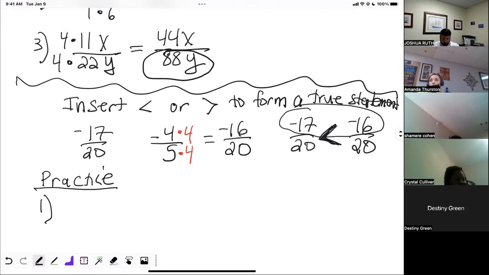Okay, one. Let's practice these. 5/6 and 8/20. 24.